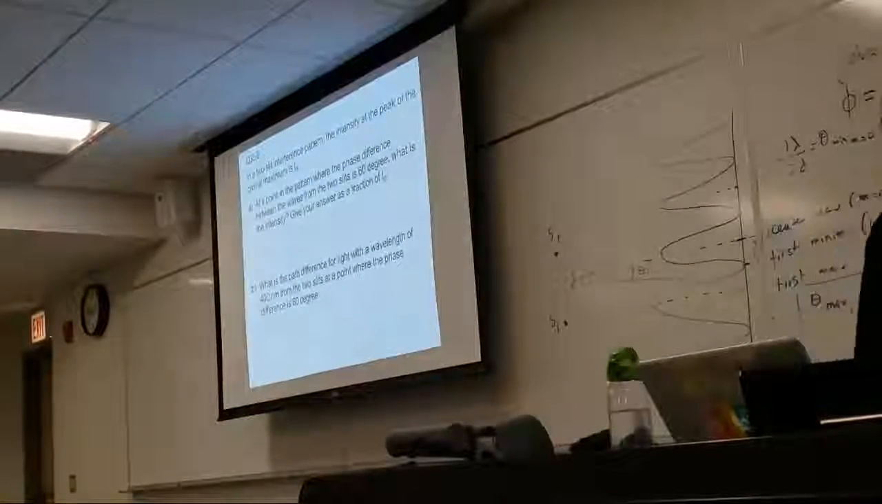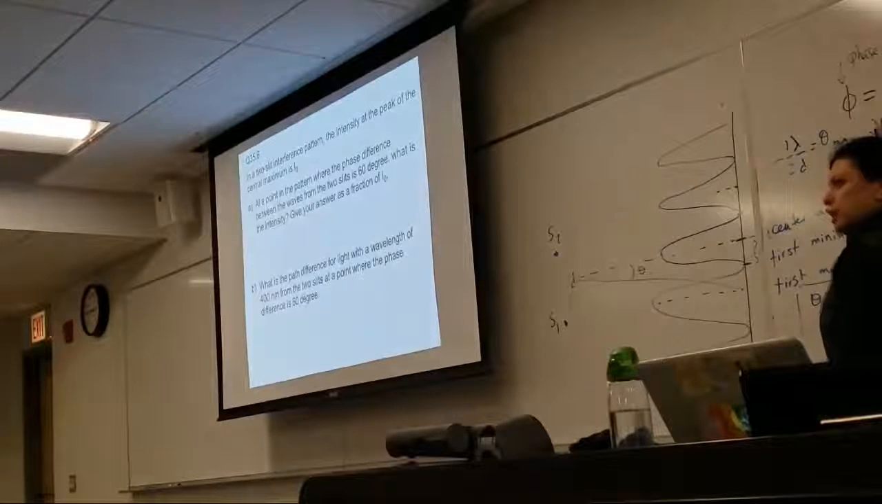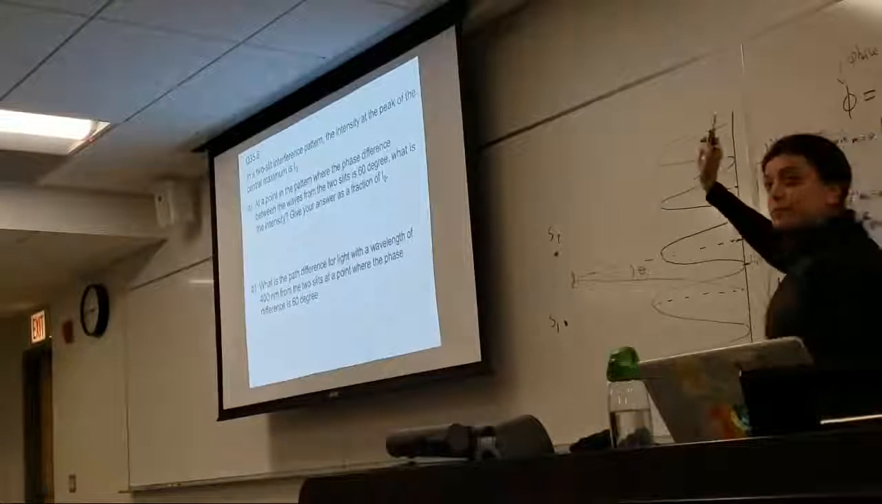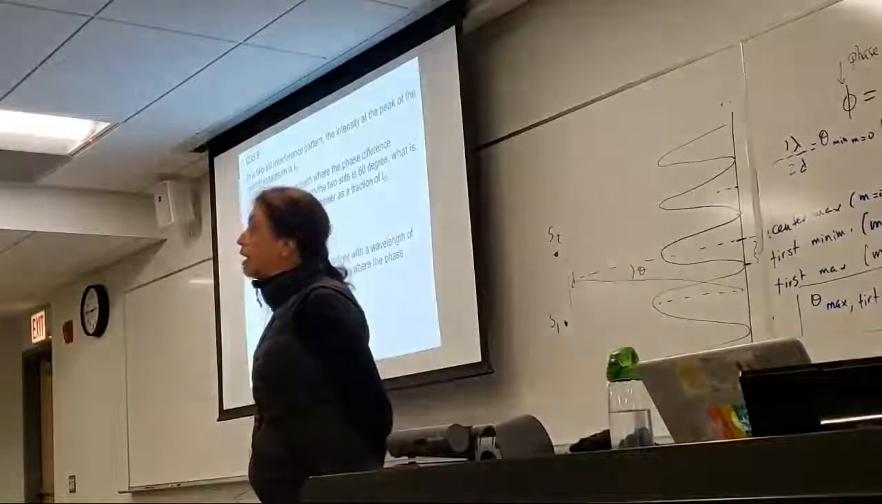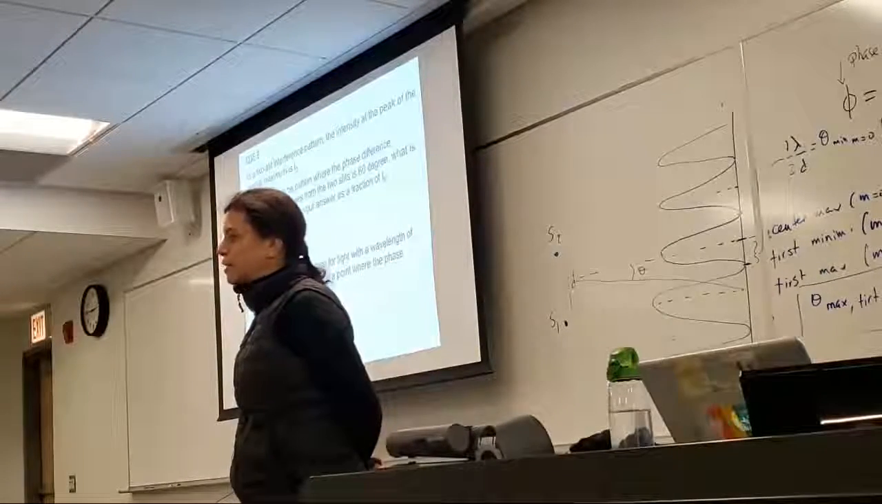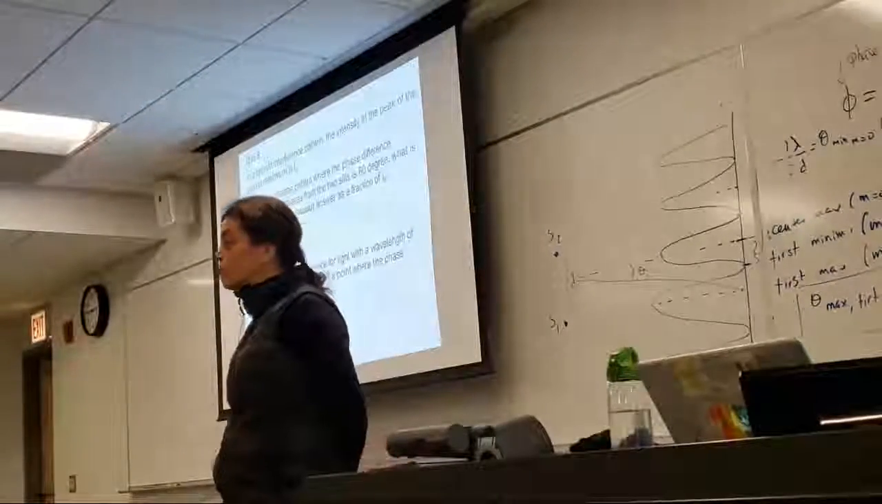What is the path difference for light with a wavelength of 400 nanometers from the two slits at the point where the phase difference is 60 degrees? Should I use degrees? What should I use? Radians. Typical mistake on the exam: combining radians with degrees. Obviously, we use that as a trick. We give it to you in degrees. You have to transfer it into radians, and then you can solve the problem.